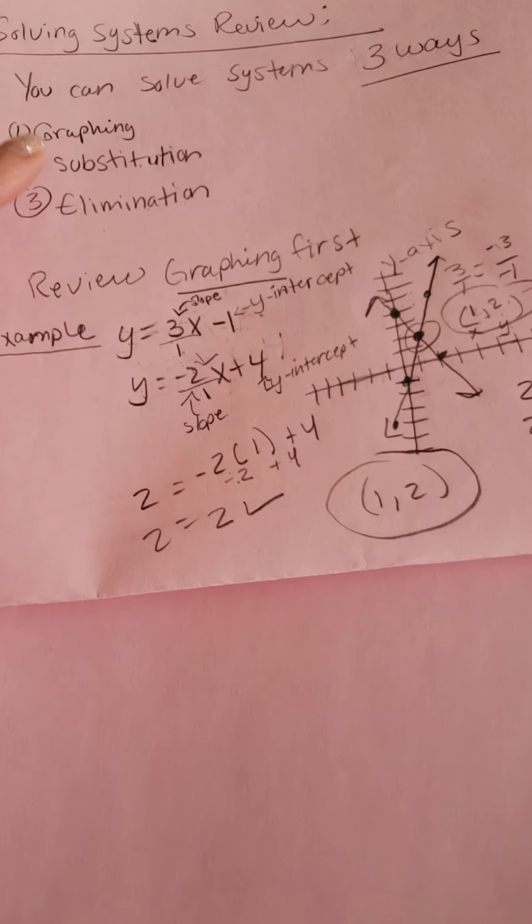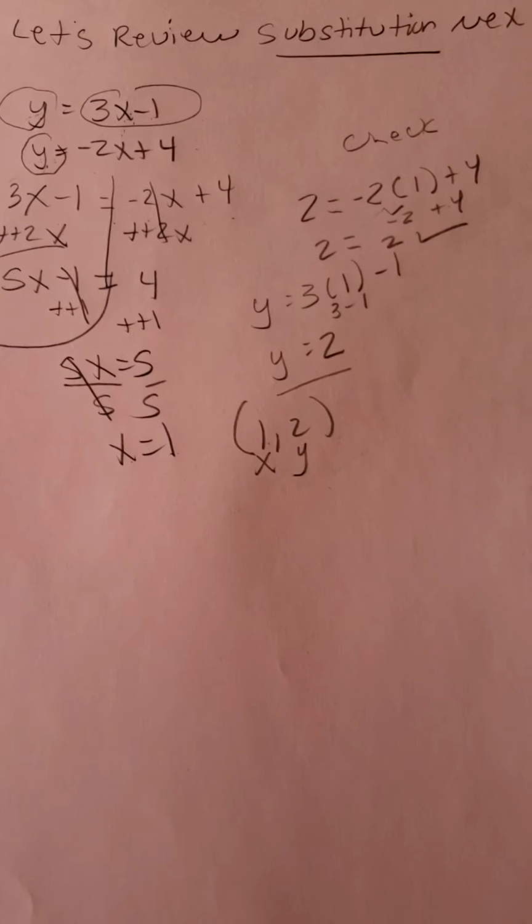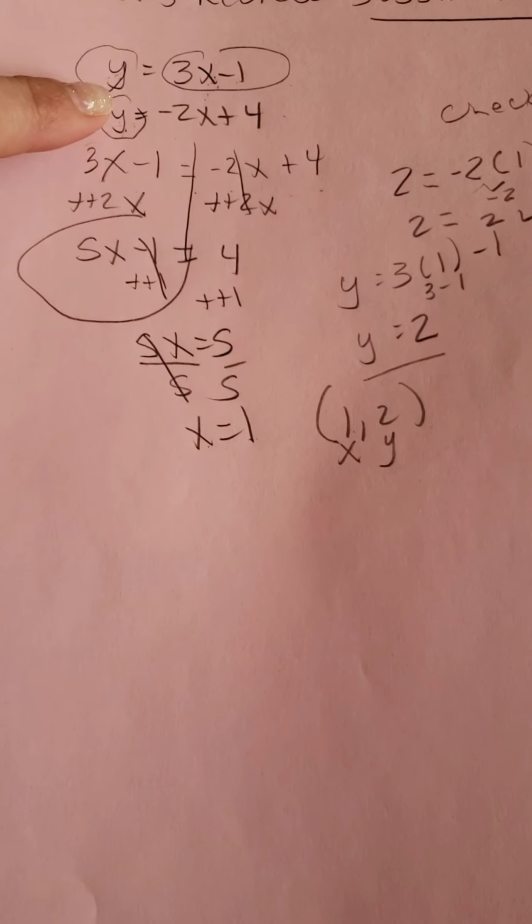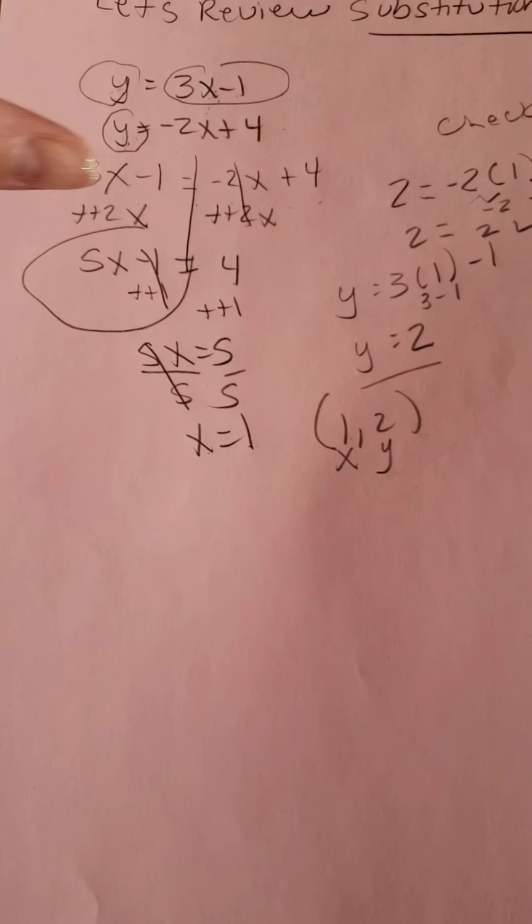Okay, so we solved the system through graphing. We solved the same system using substitution. And now we're going to solve the exact same system again, y equals 3x minus 1 and y equals negative 2x plus 4, but we're going to use elimination.